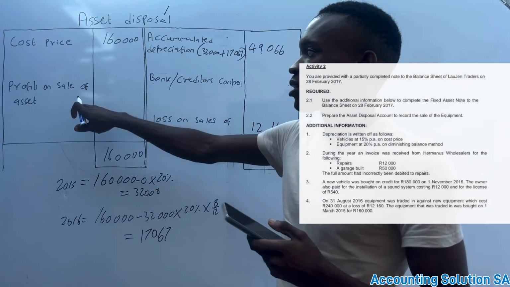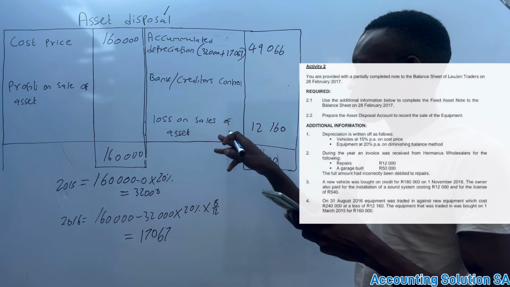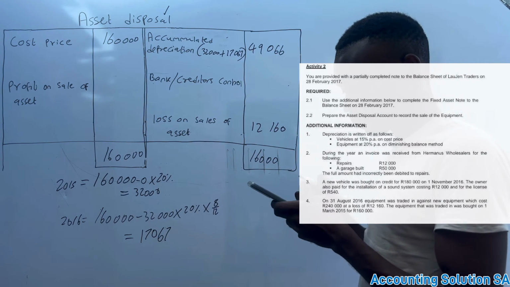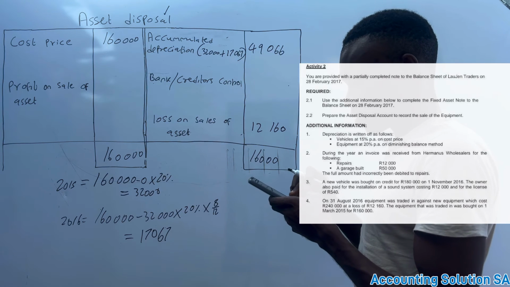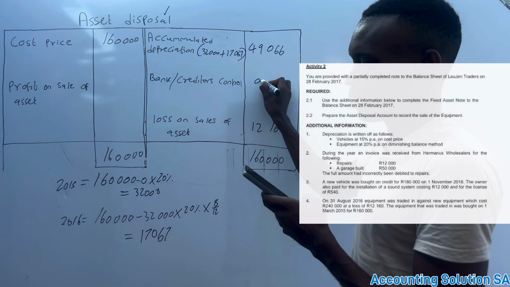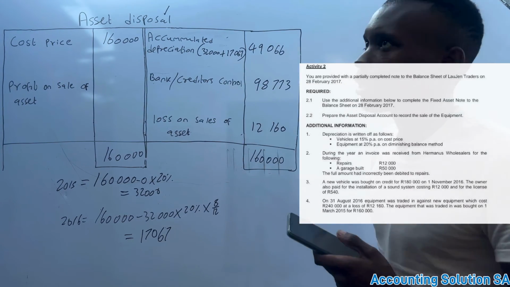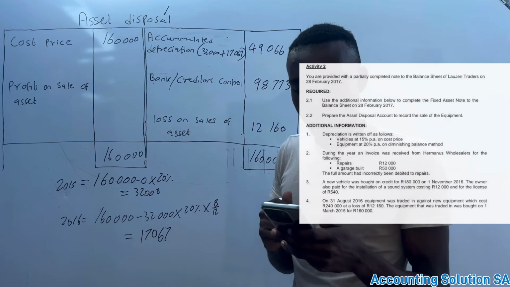There is no profit on sales of assets here, because they already told us that it has been sold at a loss. Now let's take this side. We need to add it together: plus 12,160, minus 160,000. Then it's going to give us 98,773. It has been sold for 98,773. So this is how you should calculate asset disposal if you're given information like this.